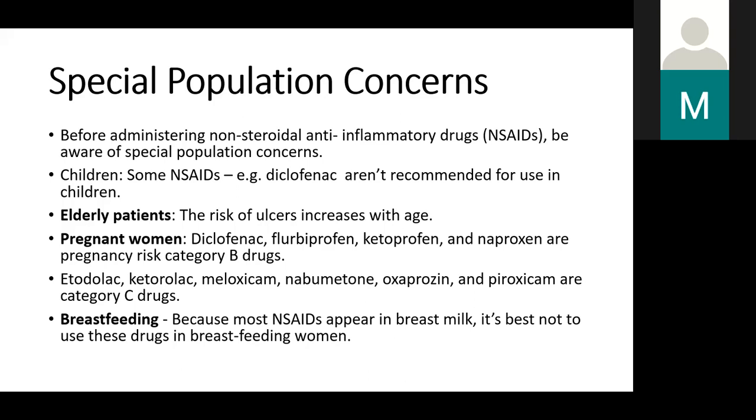Then if you take category C, the animal studies show an adverse reaction. There are no adequate and well-controlled studies in pregnant women to show a negative effect on the fetus. But because of that adverse effect in animal studies, you have to be careful when you're using it in pregnancy and make sure that the benefit outweighs the risk in the pregnant woman. So an example is amlodipine.